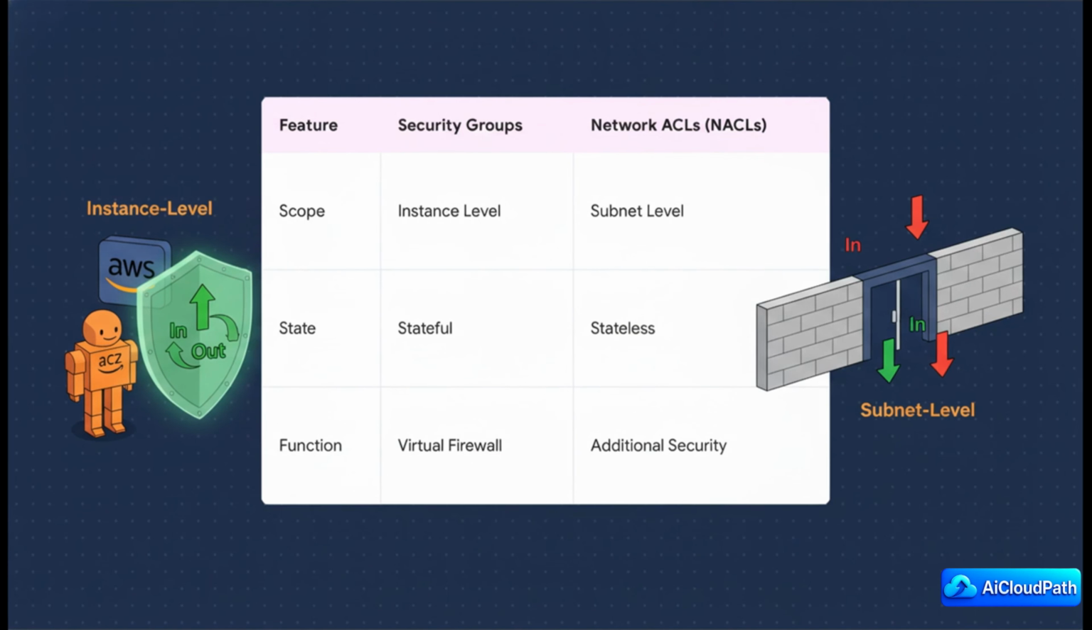And this right here is one of the most common exam topics, the difference between security groups and network ACLs, or NACLs. A security group is like a personal bodyguard for your server, your EC2 instance. It's stateful, which means if it allows traffic to come in, it automatically allows the response to go back out. A network ACL, on the other hand, is like a guard at the gate of the entire neighborhood, the whole subnet. And it's stateless, which means you need to create separate rules for traffic coming in and traffic going out.